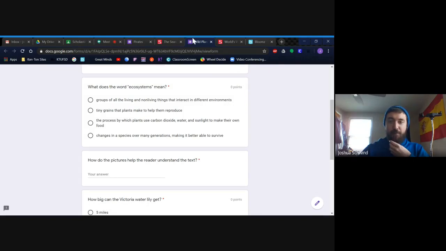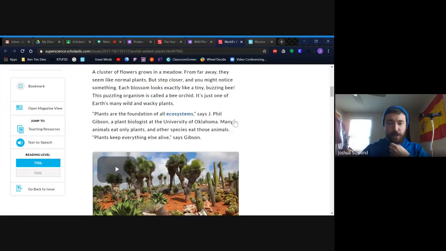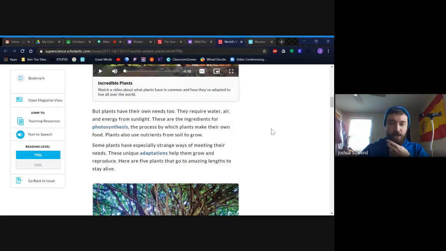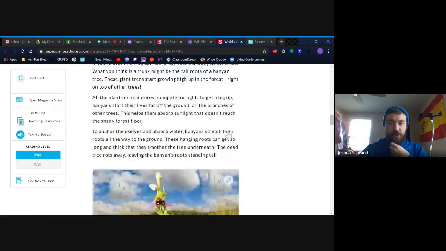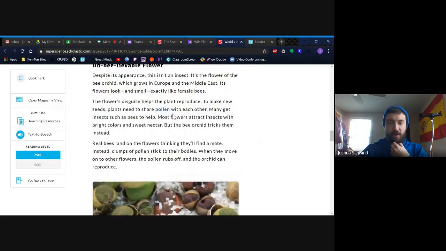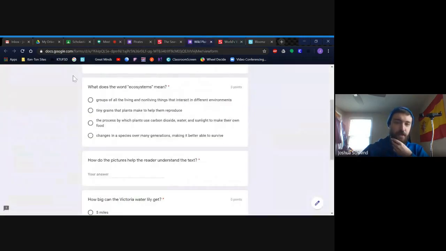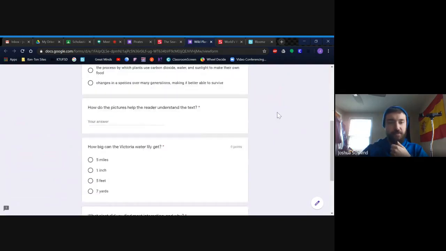The other three options were other words in the article. I did that so that I could see if you actually looked up the real word or if you just found a blue word, clicked on it, and then selected that answer. The correct answer was the first choice. An ecosystem. Ecosystems are groups of all the living and non-living things that interact in the different environments.